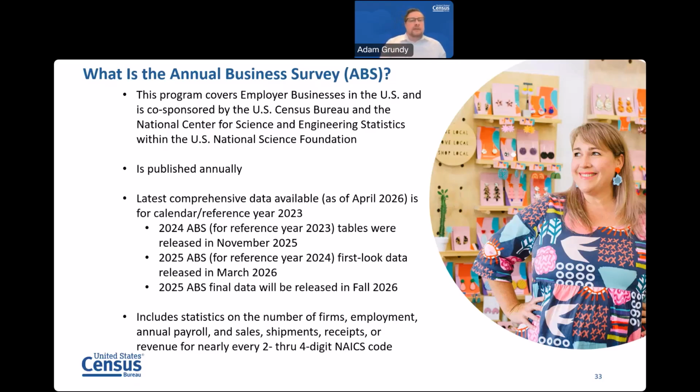You can see the 2025 final data for the ABS, or the annual business survey, will be released this fall, fall 2026. And this includes statistics on the number of firms. So again, number of companies, we kind of use those interchangeably. Employment, annual payroll, sales, shipments, and receipts, or revenue, for nearly every 2 through 4-digit NAICS code. So that's where that 4-digit NAICS code comes into play that Lucy talked about in the beginning of the presentation. Starting there and then working your way down.